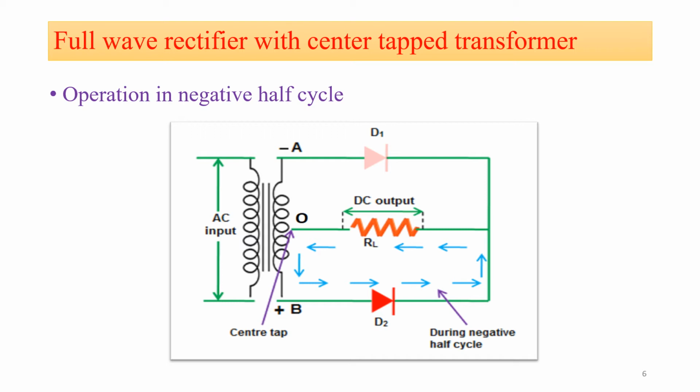So what is our conclusion? For the first positive half cycle, our diode D1 will be in forward bias condition and it will act as a closed switch and current will flow through diode D1. Similarly, for the negative half cycle, our diode D2 will be in forward bias condition and it will act as a closed switch and current will flow through diode D2.